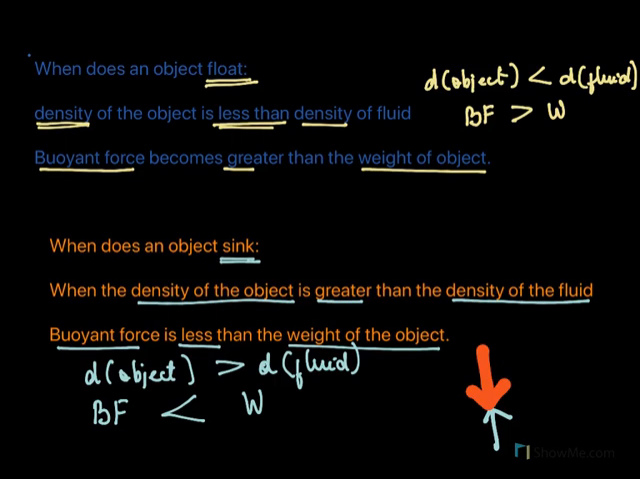This is the weight here, and this is the buoyant force. And here just the opposite happens. Here we have the buoyant force, which is large, and the weight is less. So the object will float.